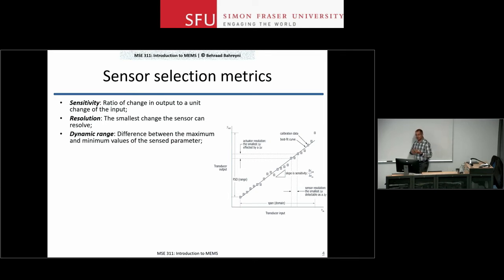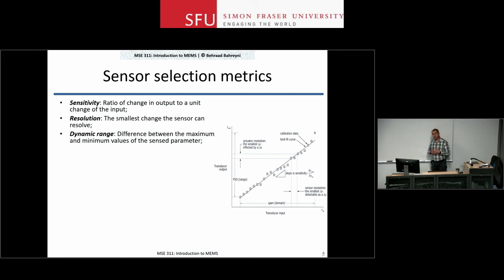Dynamic range is the difference or ratio, depending on how you define it, between the largest signal you can measure with this sensor and the smallest signal you can measure with this sensor. So the smallest side is usually your resolution. It's limited by noise. The largest signal is usually limited by some physical limitation. So it could be the power supply that you have available to you. You cannot go beyond the power supply if it is a typical linear sensor.